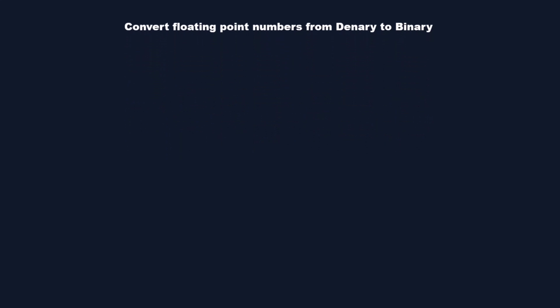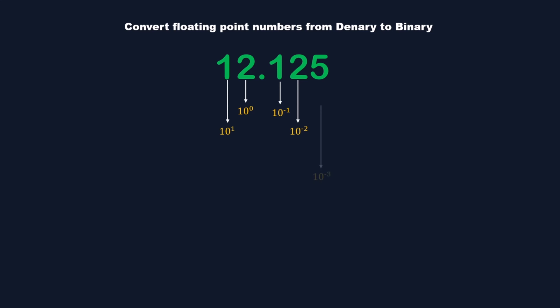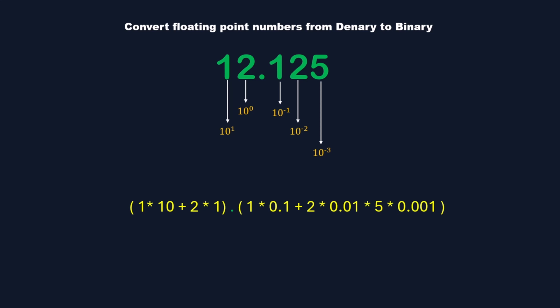Suppose we have the number 12.125. This number consists of two parts, an integer part and a fractional part. And you can see the positional values of each digit in base 10 as follows. For the integer part, we have 10 to the power of 0, 10 to the power of 1. And for the fractional part, we have 10 to the power of minus 1, 10 to the power of minus 2, and 10 to the power of minus 3. Now, if you calculate the sum of digits multiplied by their positional values, the result will be 12.125.